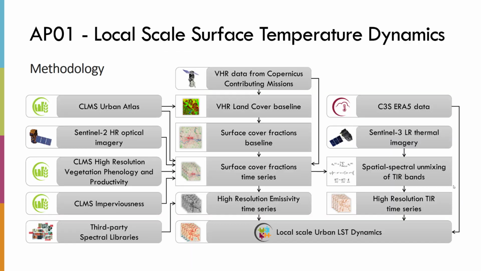In detail, Cure is using the surface cover information from several land monitoring service products, as for example the Urban Atlas and the imperviousness layers, with very high resolution imagery from the Copernicus contributing missions, as well as information from the Climate Change Service for the atmospheric correction of the thermal measurement.